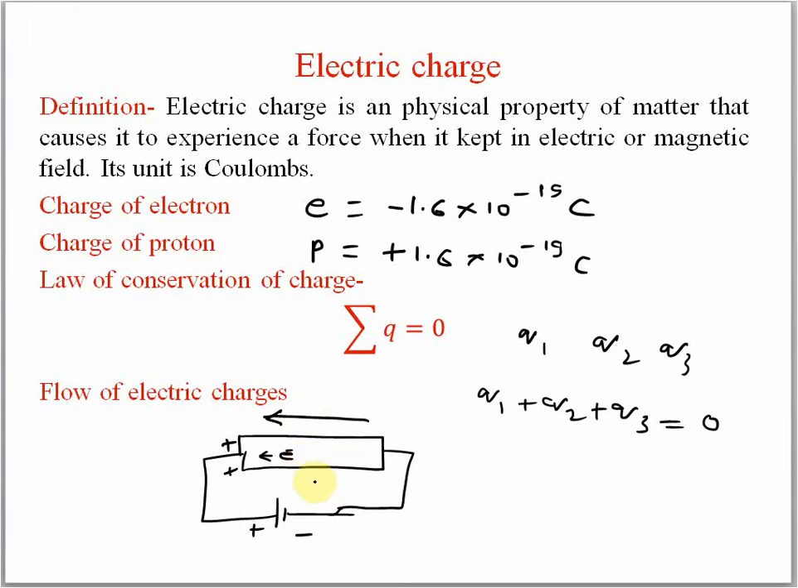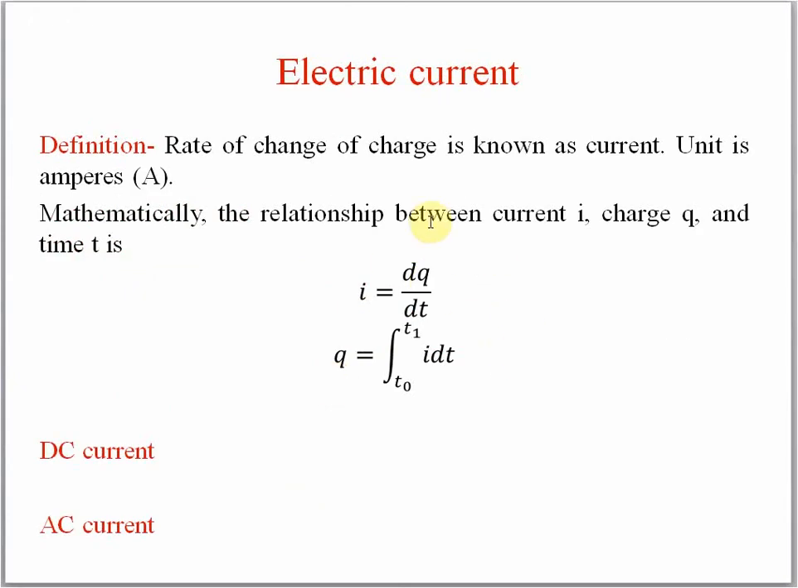So the flow of electric charges in this diagram is like this. But the flow of current is just opposite to the flow of electrons. That means current will flow like this. Okay, next topic is what is electric current.